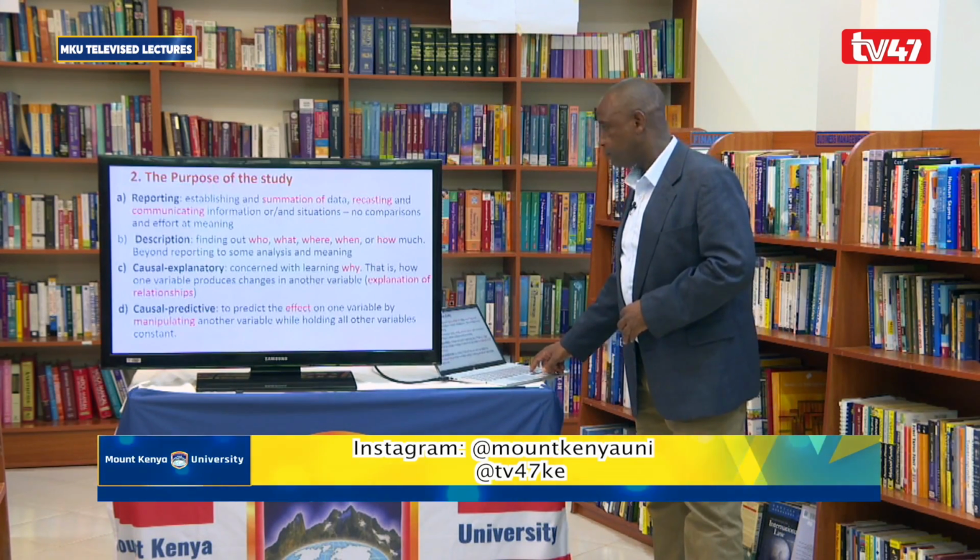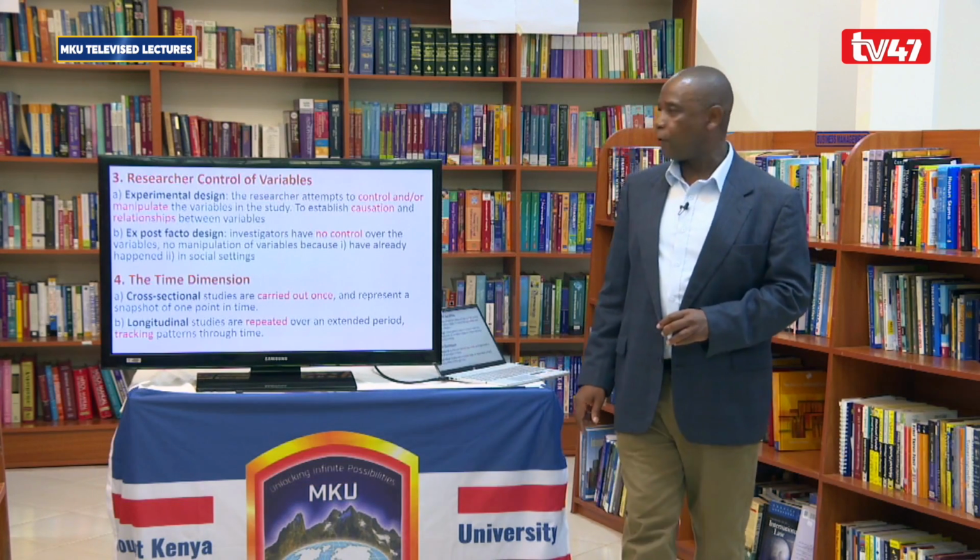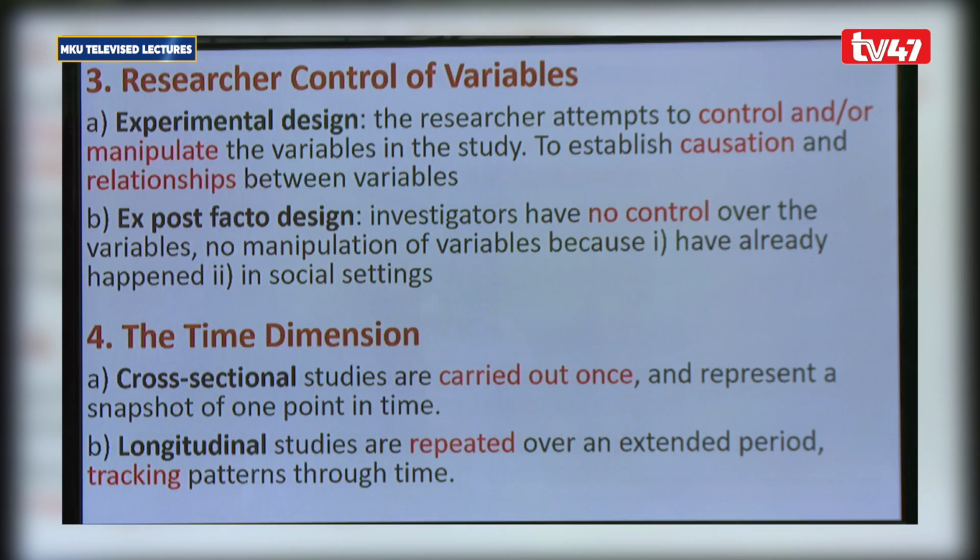Next, we can also classify research designs on the ability of the researcher to control variables. Variables are the different components that we are interested in. Any research problem has got different components. For instance, under the ability of the researcher to control variables, in experimental designs, the researcher has a better control and manipulation of the variables.